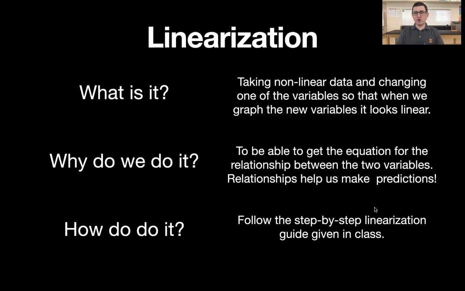So why would we do that? Because when we go through all those steps, it allows us to write the relationship between the two variables. And the relationship allows us to make predictions. Because when it's linear, we can find the slope of that linear graph, and that can allow us to write the equation, which then we can use to make predictions.